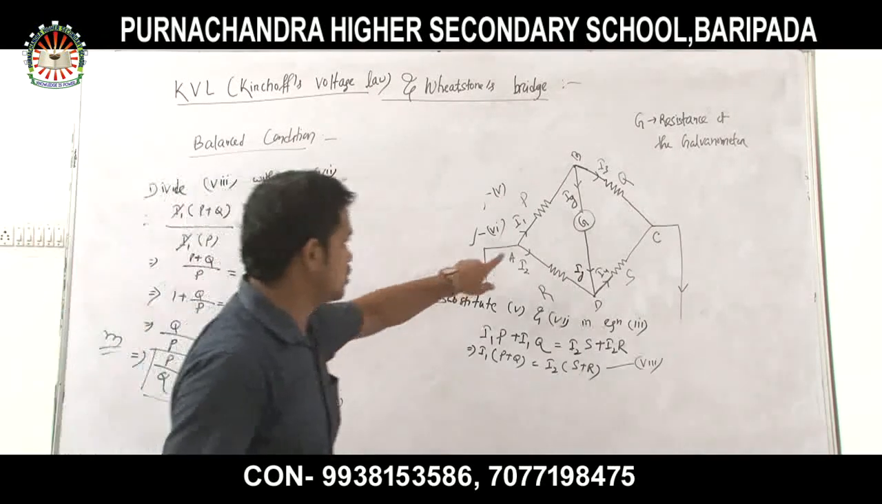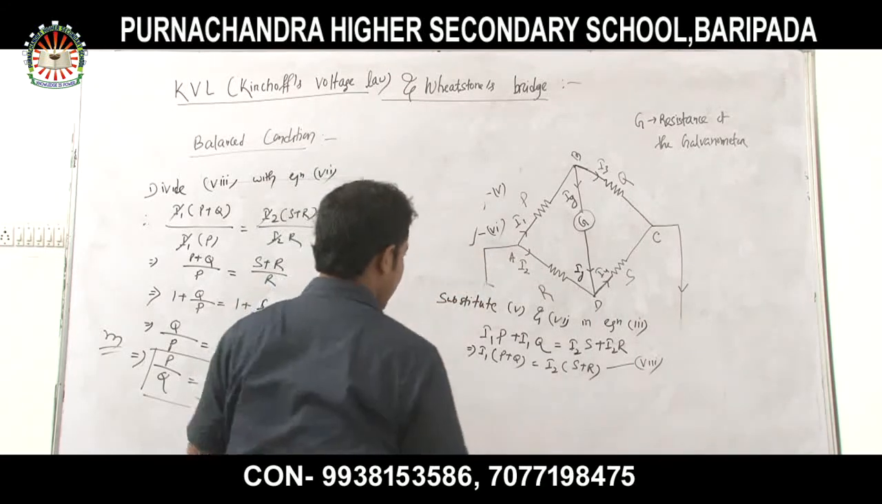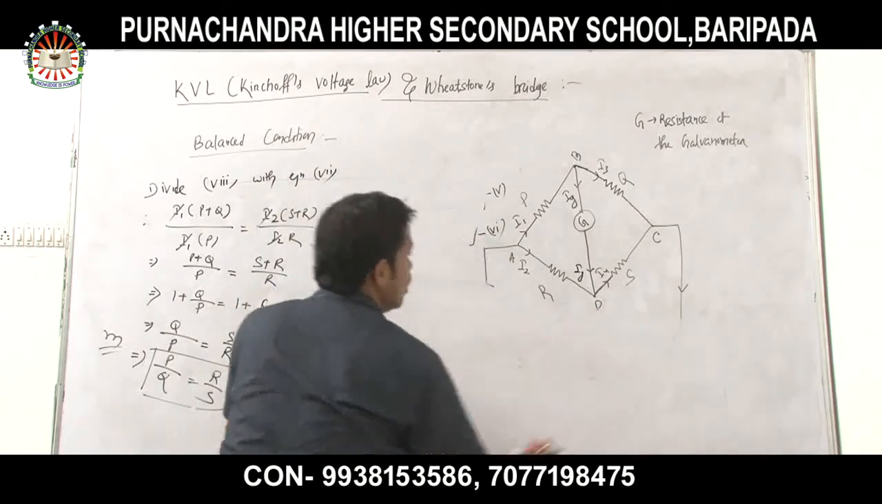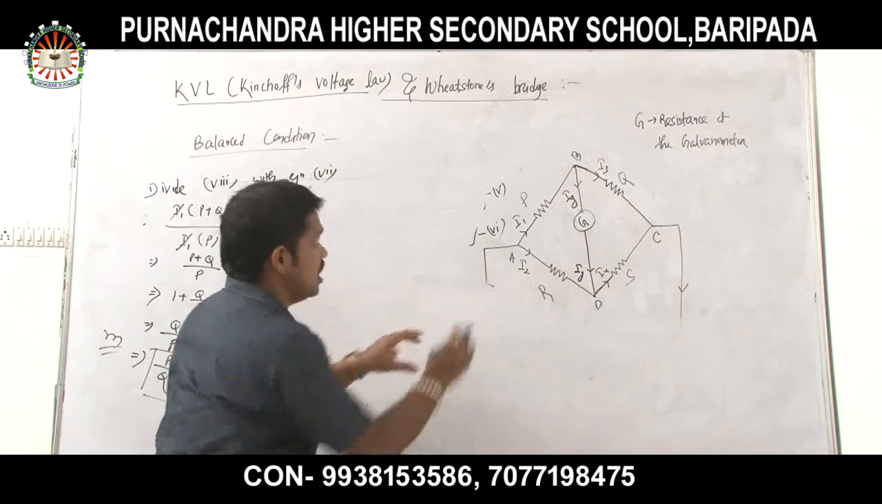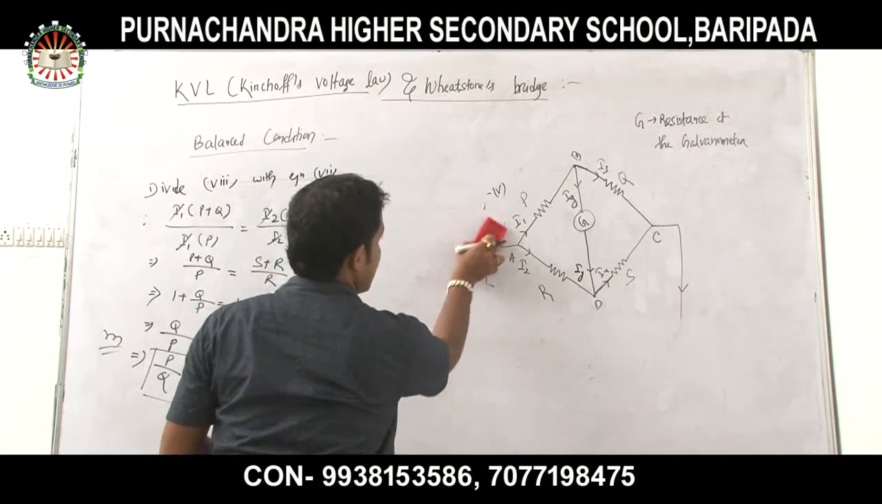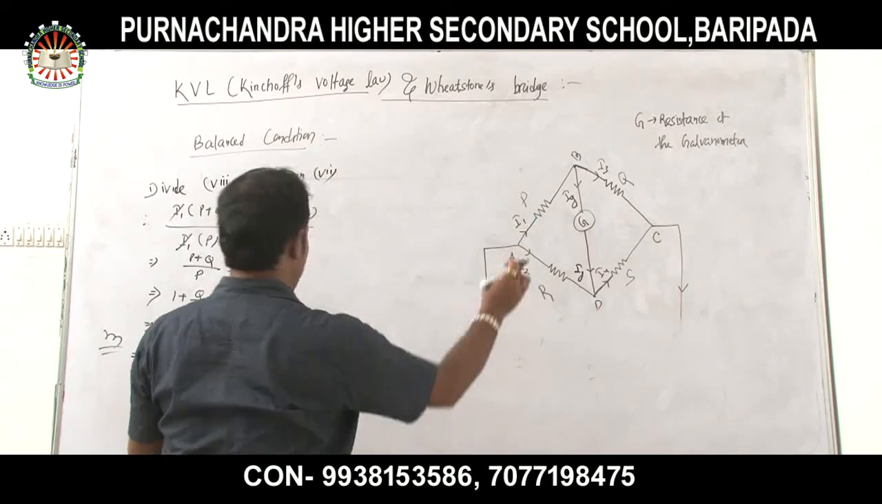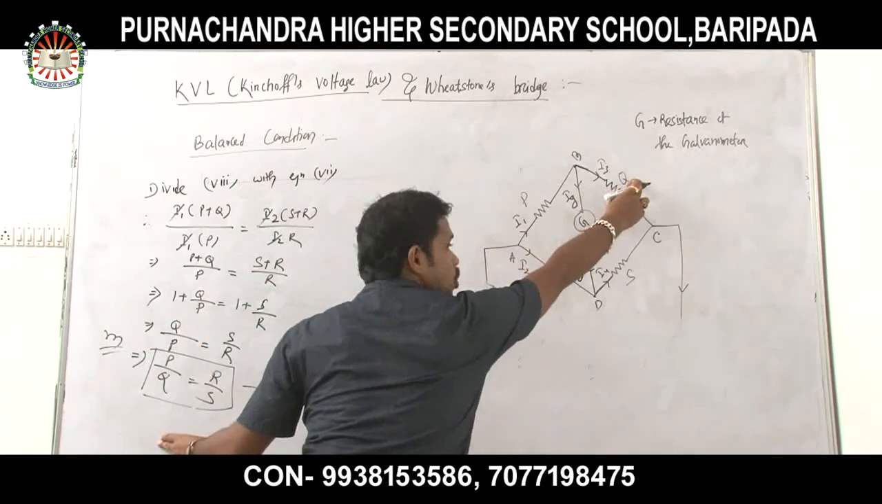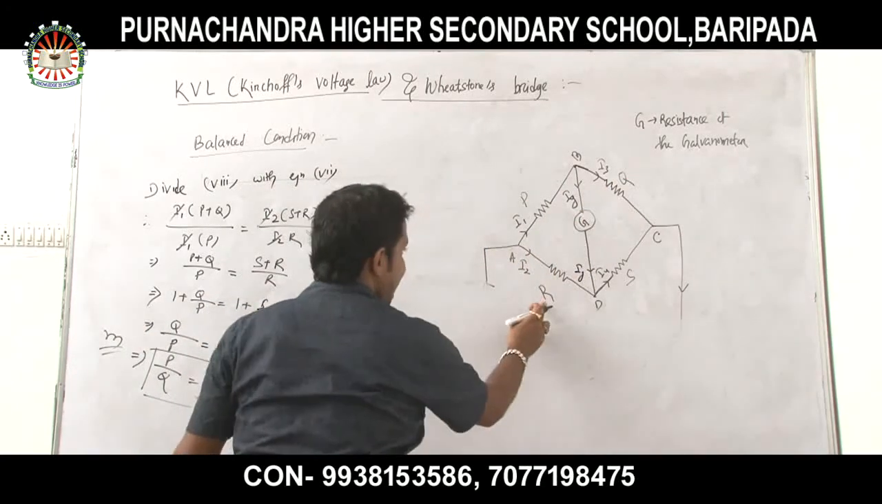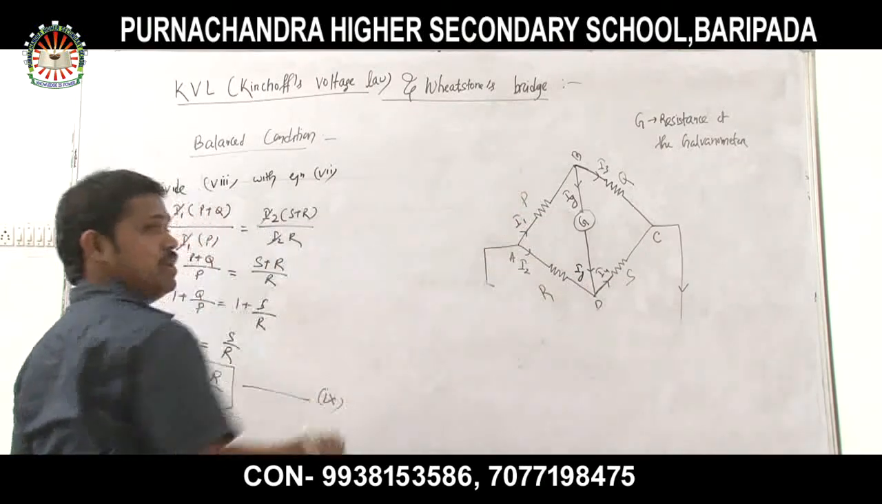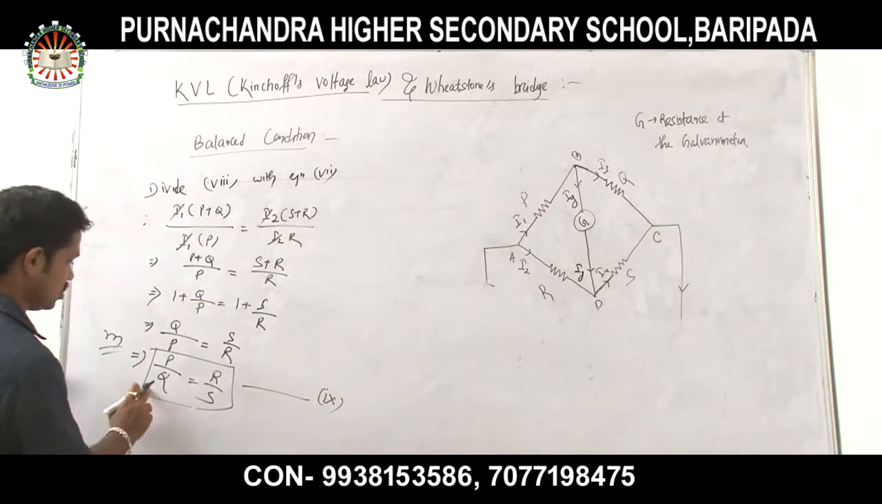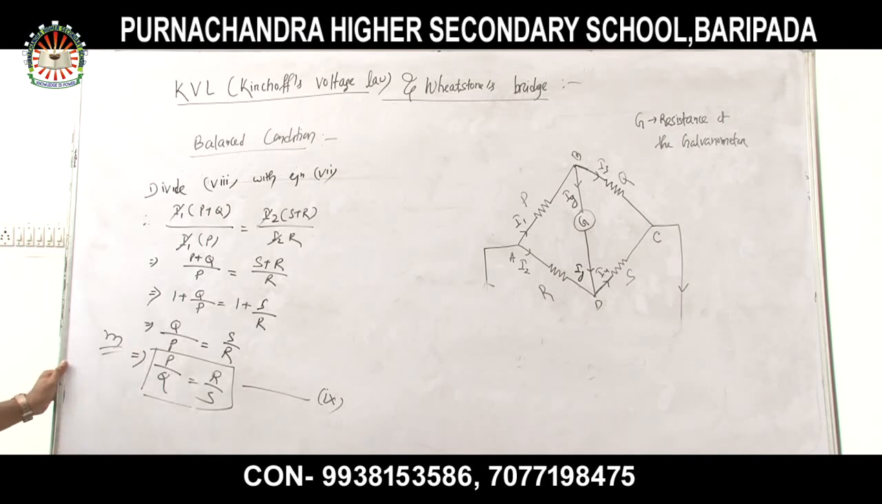So look at this figure, all of you. Look at this figure again. Look at this figure very carefully. So in a Wheatstone bridge, if P divided by Q is equal to R divided by S, then the bridge will be balanced. Okay. So this is the condition of balancing, equation number 9. So we have justified the balancing condition.